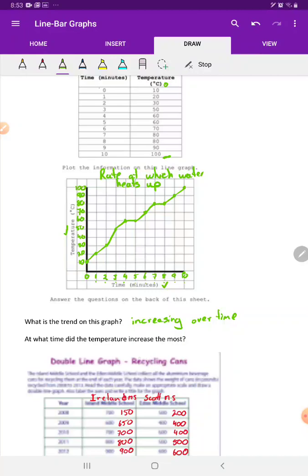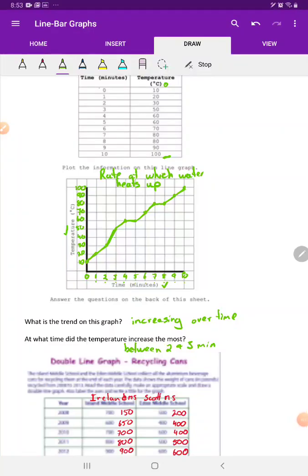Okay? And at what time did the temperature jump the most? Well, it jumped the most between 2 and 3 minutes. Everywhere else, you can see we have a 10-degree increase. This is 10 degrees, 10 degrees, then we got 20 here, then 10, then nothing, then 10, then 10, then nothing, then 10, then 10. So the most increase is going from 2 to 3.